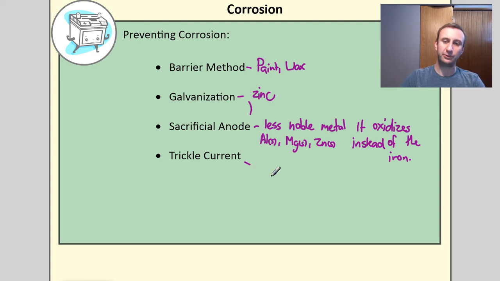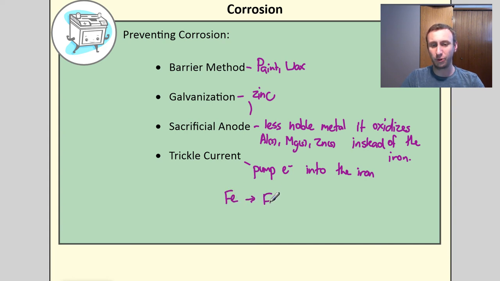Another thing we can do is we can use a trickle current. So that means that we're pumping electrons into the iron. And if I'm pumping electrons in at a high enough voltage, what happens is the iron can't go ahead and form iron 2 positive and 2 electrons because I'm pumping electrons into it, forcing it to go the other way around. So I'm basically making this like an electrolytic cell where it can't oxidize because I'm causing the electrons to instead be pumped in so it can't go out.